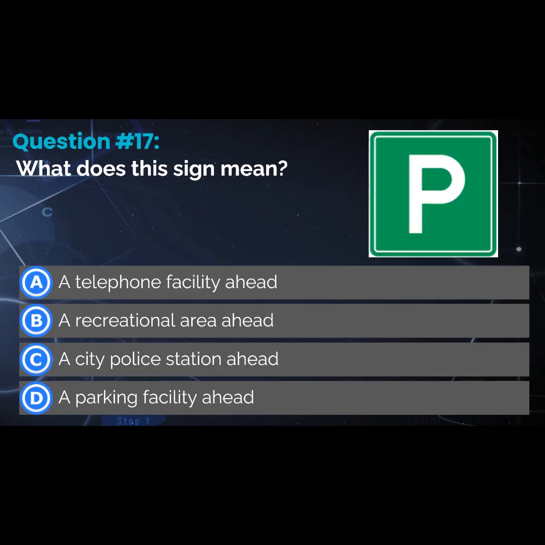Question 17. What does this sign mean? A. A telephone facility ahead. B. A recreational area ahead. C. A city police station ahead. D. A parking facility ahead.